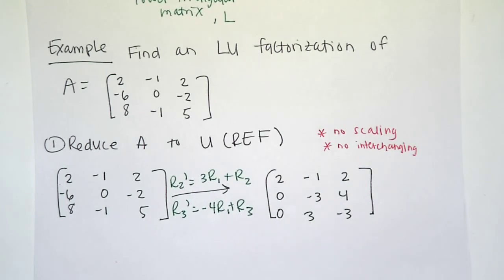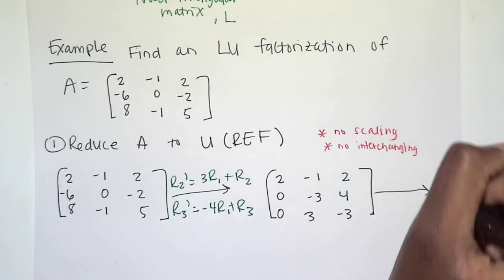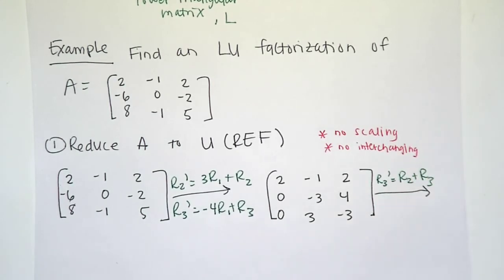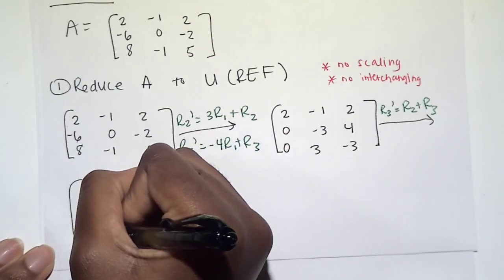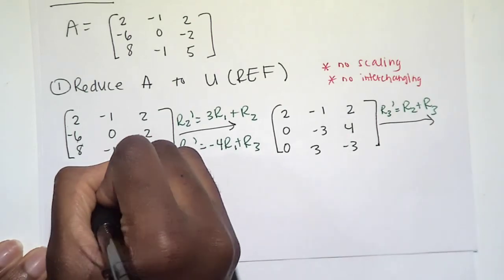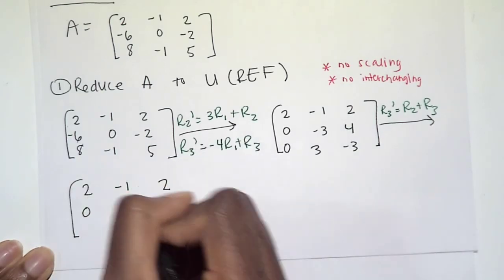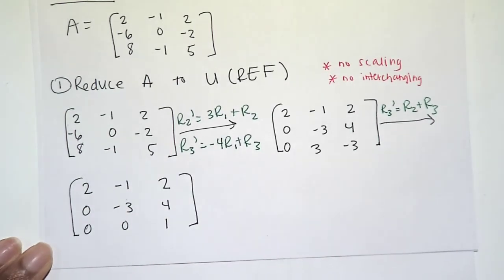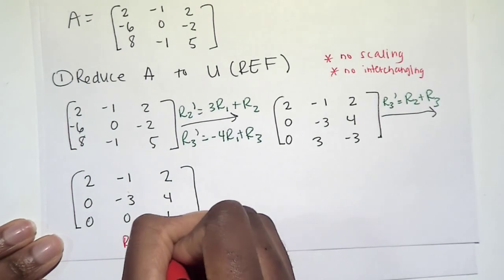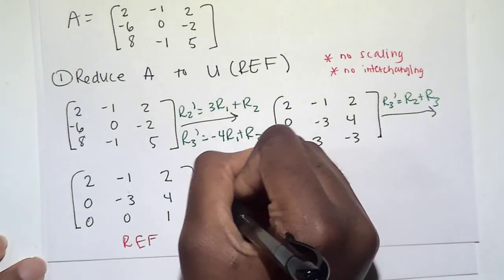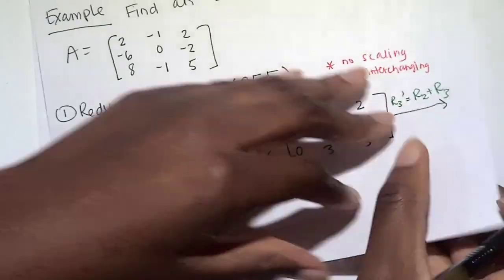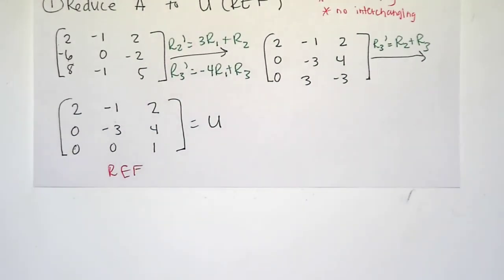I'm almost done. To get this into REF, I just have to make this one into a 0. So that means I can just add these 2 and replace it here, and that will work. So then I get 0, 0, 1 down here. All right, and so this matrix is in REF, and that's where we stop. This is actually our U in our LU factorization. So first step, fairly straightforward, row reduce into REF, and we got our U using only one type of matrix row operation.